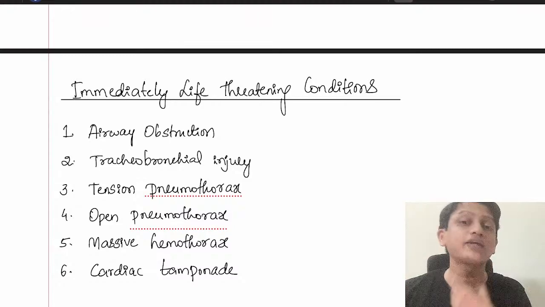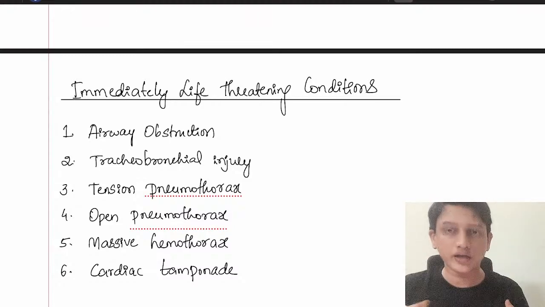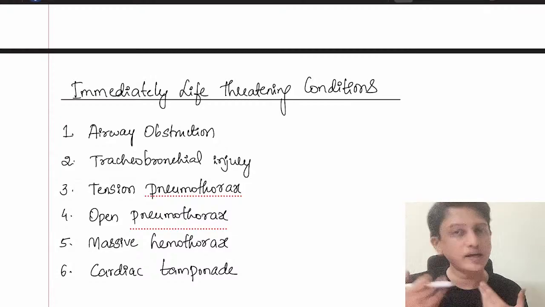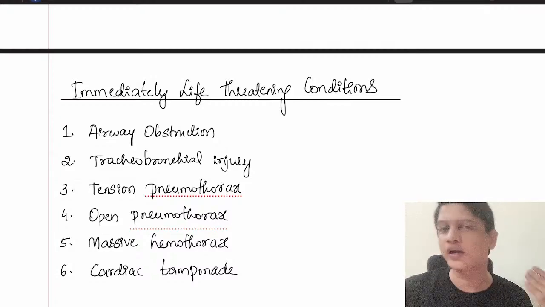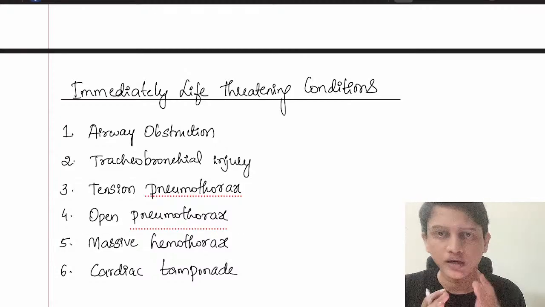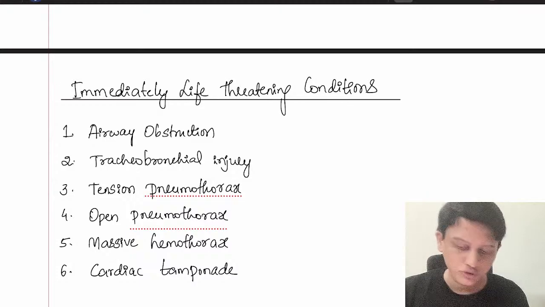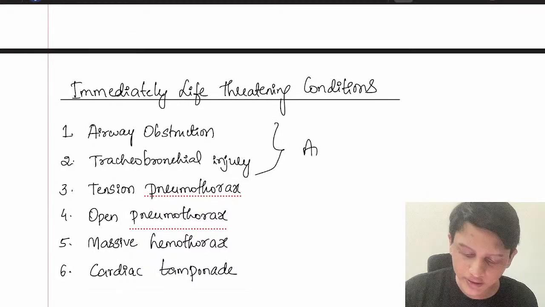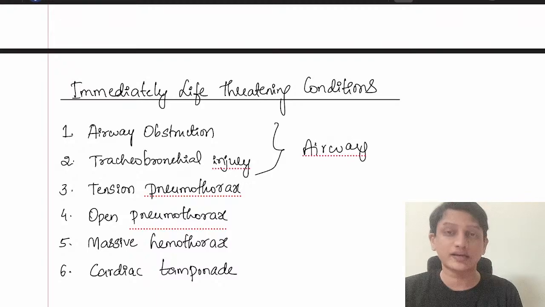Second thing is any tracheobronchial injury. Whatever air you take in goes through the trachea, right? So it's again an airway obstruction only. Any kind of neck injury leading to tracheobronchial injury, taking care of it is the first priority. So these two belong to airway, correct? Airway, A.